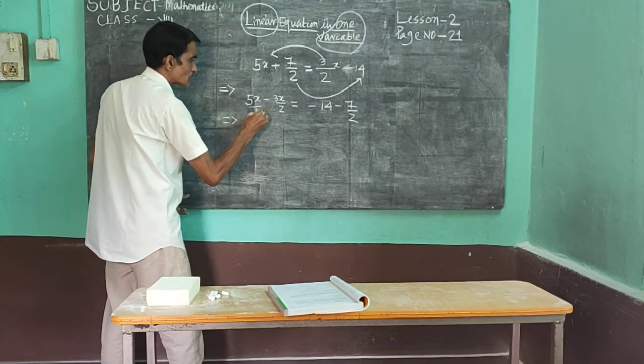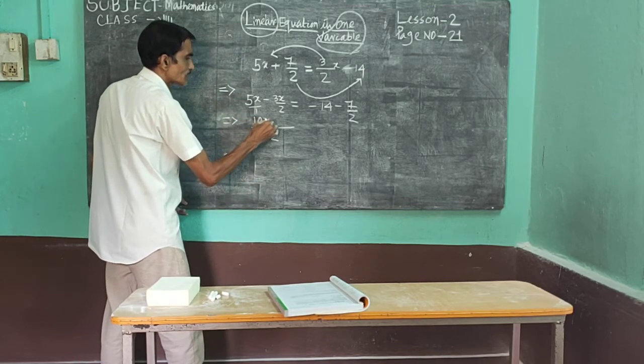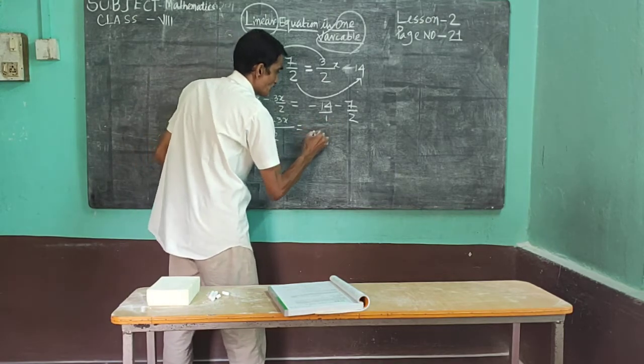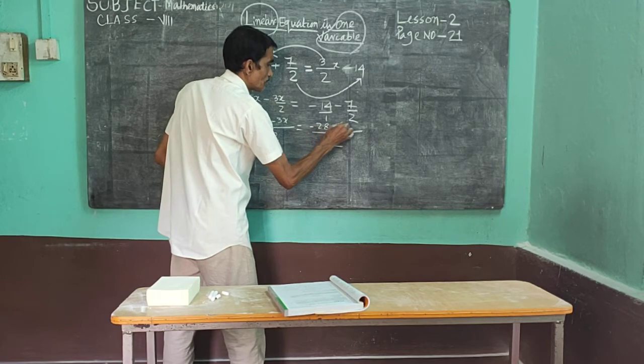Now solve it. So this is a fraction. Take the LCM as 2. That is 10x minus 3x. Similarly, 2 minus 28 minus 7.